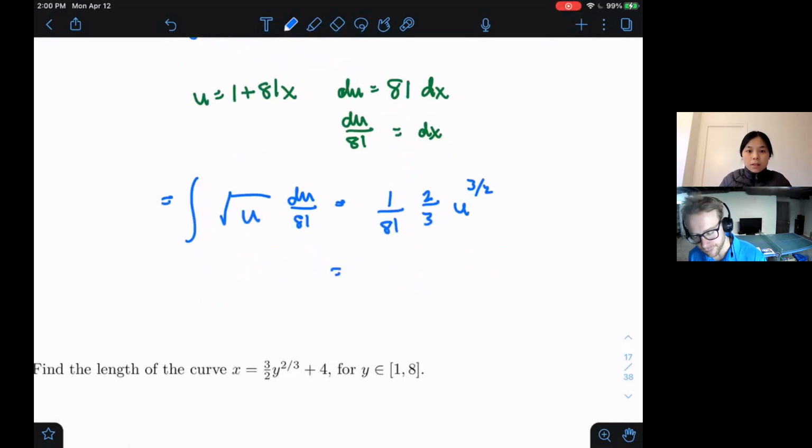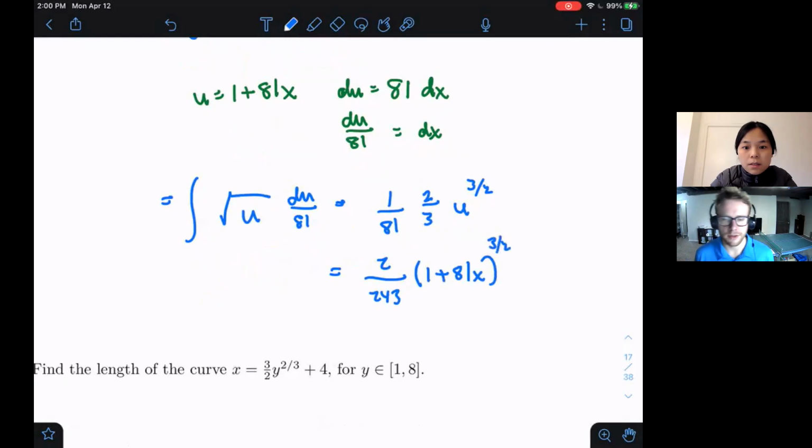And now let's go ahead and simplify a little bit, and we're going to resubstitute back in. Instead of u's, we're going to put our x's. So 1 plus 81x, everywhere I see a u, and we have this raised to the 3/2 power. And this is what I was saying. I'm going to switch back and then evaluate at my x bounds, so x equals 0 and x equals 1.